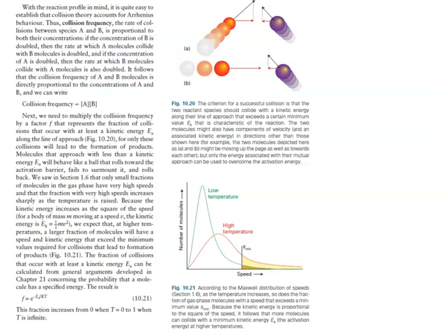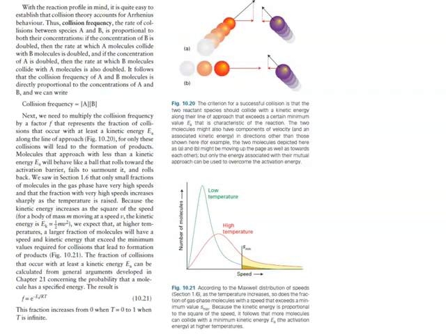With the reaction profile in mind, it's quite easy to establish that collision theory accounts for Arrhenius behavior. Thus, collision frequency, the rate of collisions between species A and B, is proportional to both their concentrations. If the concentration of B is doubled, then the rate at which A molecules collide with B is also doubled. And if the concentration of A is doubled, then the rate at which B molecules collide with A is also doubled.